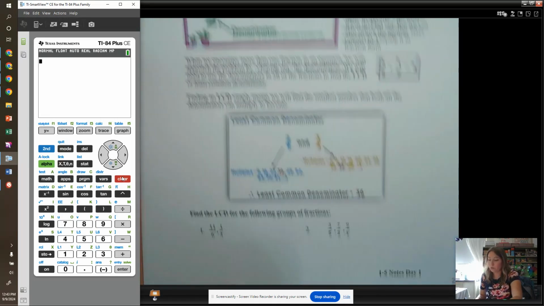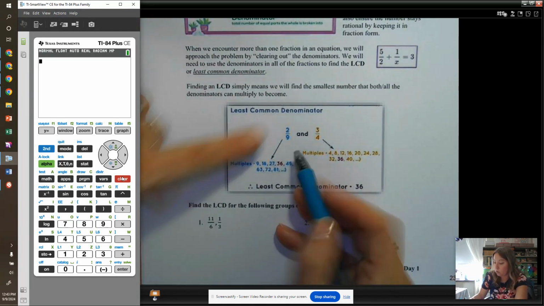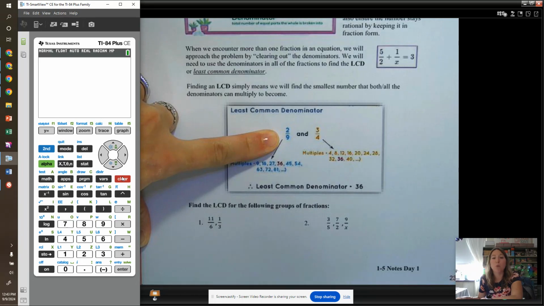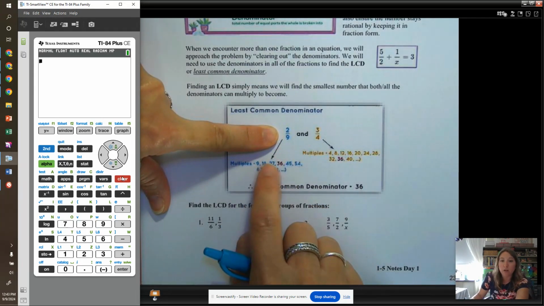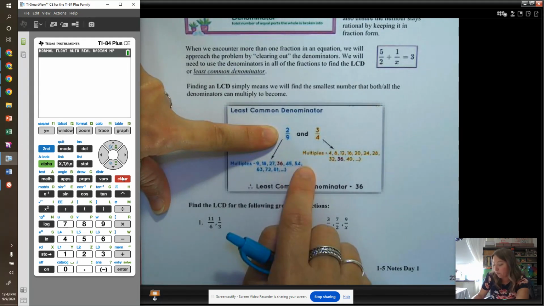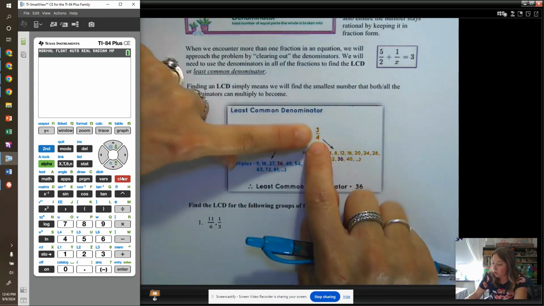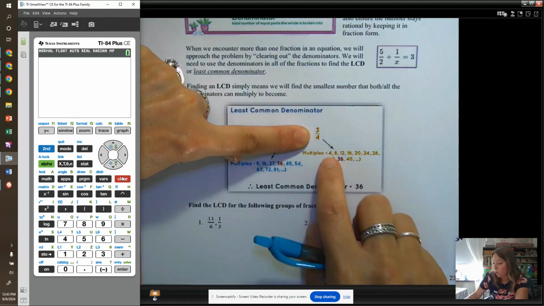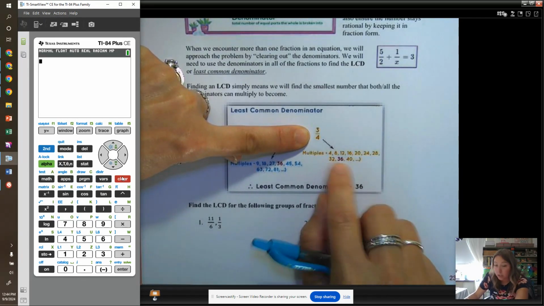So what we do to find an LCD, or a least common denominator, is we look to both denominators and think about the things they can both multiply to become. So I think about multiples of 9: 18, 27, 36, 45, 54, 63, etc. Then I also think about multiples of 4. What could 4 multiply to become? 4, 8, 12, 16, 20, 24, 28, 32, 36.